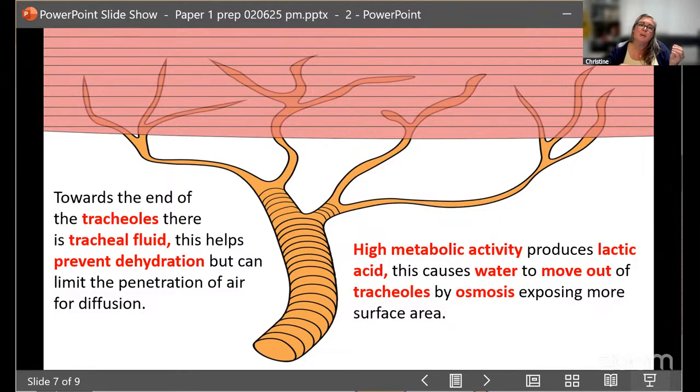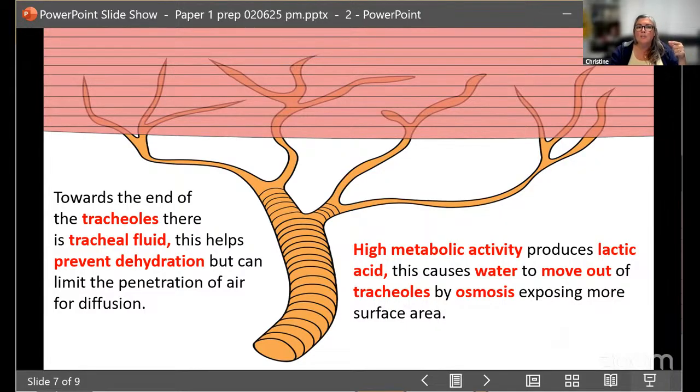So it could be that they are asking a question that is expecting you to note that lactic acid is going to change the water potential and therefore cause the movement of water. That's osmosis, water moving from a high water potential to a lower water potential.